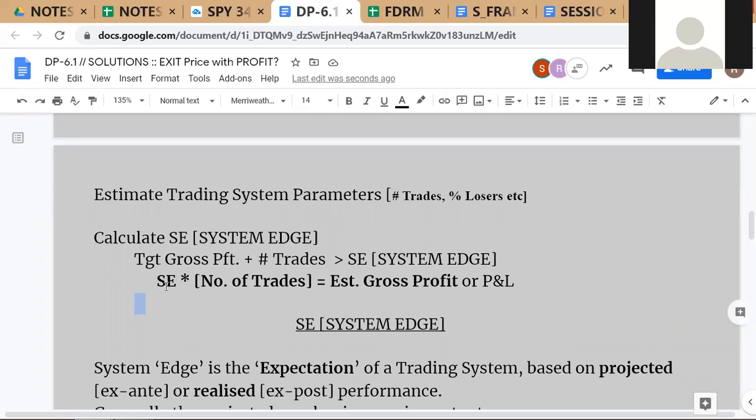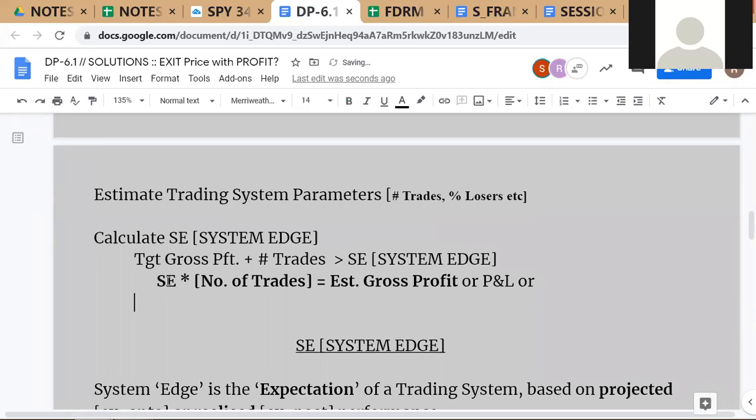Now we know that system edge into number of trades is equal to estimated gross profit. So we can actually write that system edge is equal to estimated gross profit divided by number of trades. Okay, that's clear. So system edge is equal to estimated gross profits divided by number of trades.